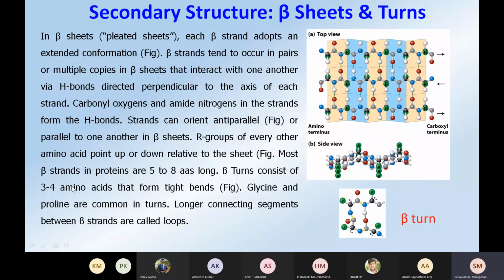Most beta sheet strands in proteins are 5 to 8 amino acids long. And beta sheets can turn, consisting of 3 to 4 amino acid groups. And in terms of properties, why do we study the beta sheet or the different secondary structures? Because when it comes to protein properties, these things matter.